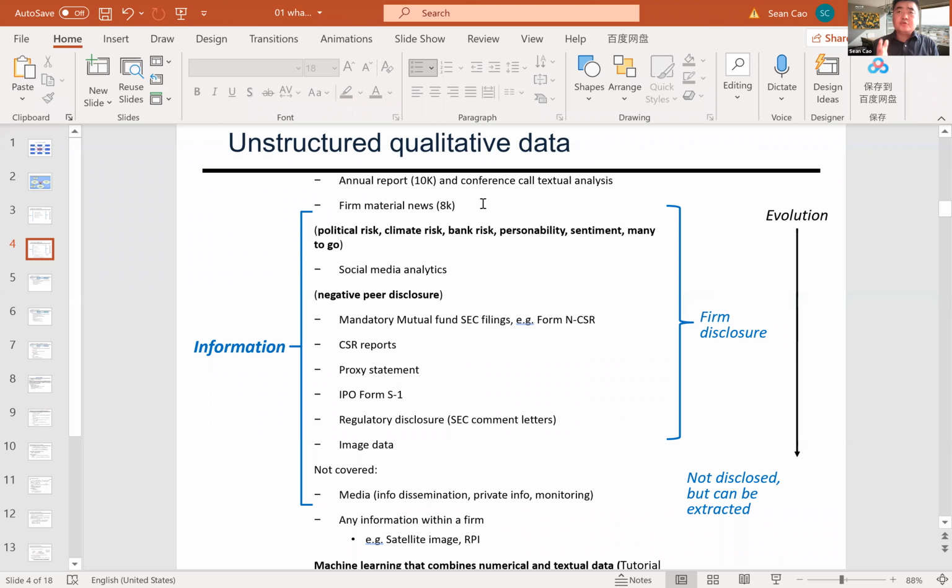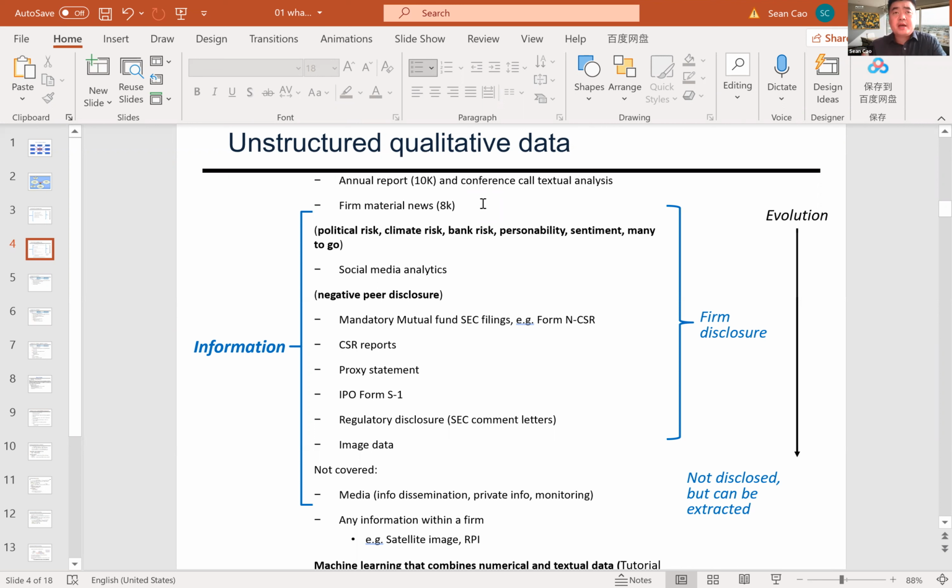So what you guys need to do is extract, retrieve this information from textual data, so you can know which firm is more subject to climate risk, which firm is less subject to climate risk. So that's the idea. So why do we want to have all this textual data? Because this textual data can provide some information you can never imagine.